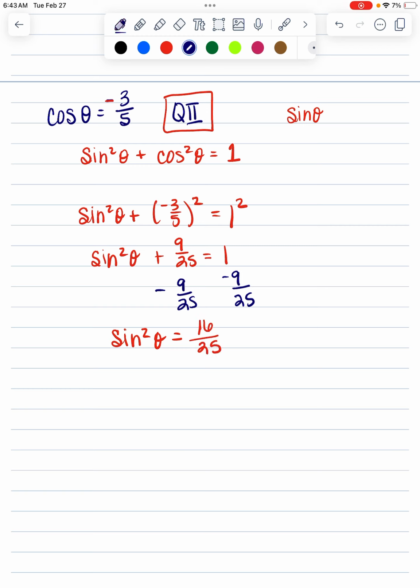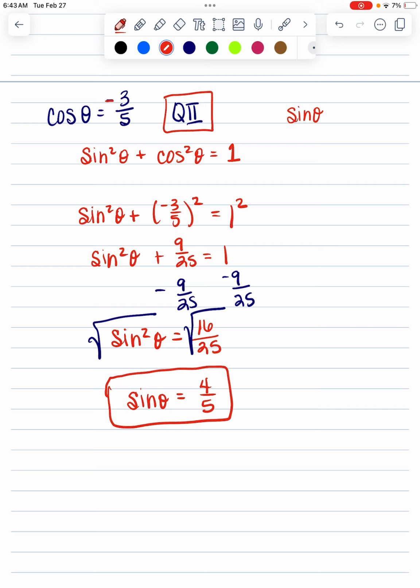And of course, my last step is I would need to take the square root of both of those sides because that is sine squared, and I need the value of just sine. So that's going to be 4 over 5. And I know that's my answer, and it will be a positive because, again, sine in quadrant 2 is positive. So those are the practice problems.